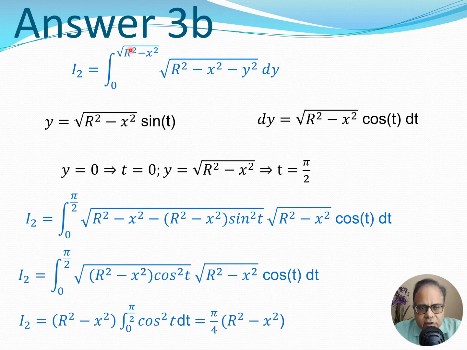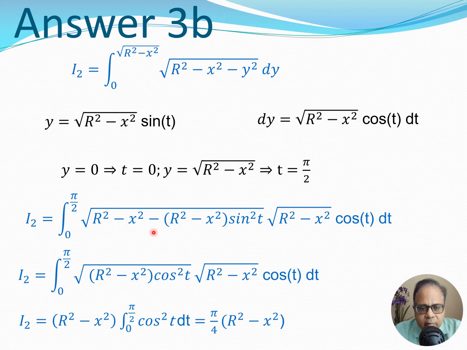Now we also need to change the bounds of this integral. So we can see that when y equal to 0, t will be 0 because sine t will be 0. And then when y equals root r square minus x square, which is this value, then here sine t will be 1, so t will be pi by 2. So I can write this integral I2 as 0 to pi by 2 into this value here. And what I have done here is I have replaced y square with this particular value here, so that will become r square minus x square into sine squared t, and then the dy value has been replaced by this value here. Now you can see some simplification will happen.